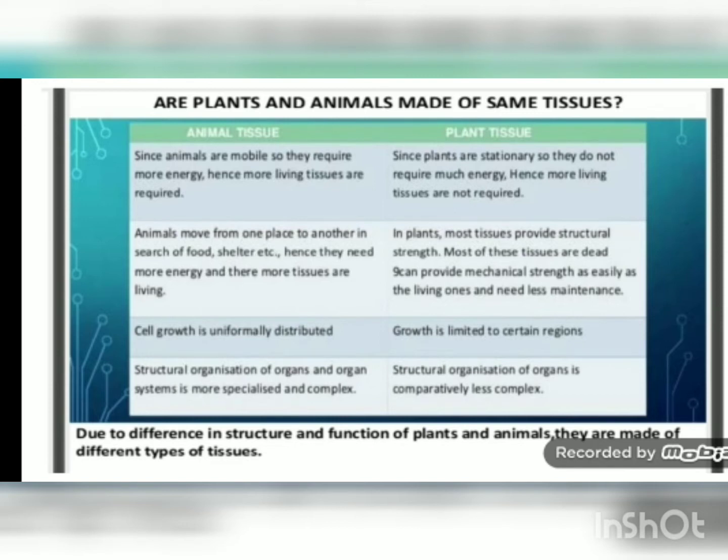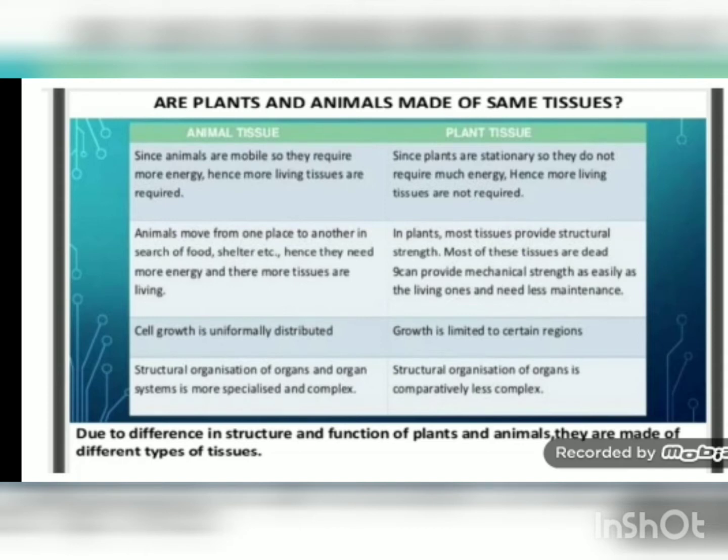In animals, cell growth is uniformly distributed, whereas in plants, cell growth is not uniformly distributed. You must have seen the tip of the plants and tip of the roots, they grow, but other parts of the plants, they do not grow. So growth is restricted to only some part in plants, unlike animals. Now, structural organization of organs and organ system is more specialized and complex in animals, whereas structural organization of organs is comparatively less complex in plants.